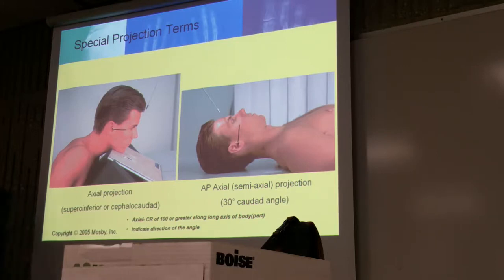And it has to be 10 degrees or greater. So it's not exactly perpendicular, there's going to be a slight angulation to that x-ray tube. We'll talk about that later on. I'll give you guys examples. Meaning it's not parallel, it's just slightly off kilter.